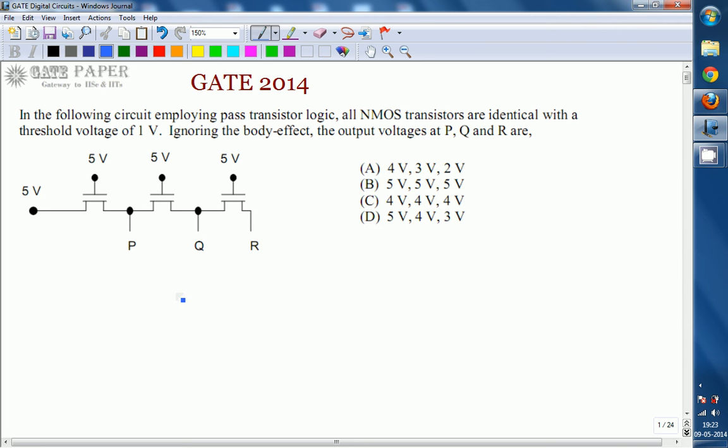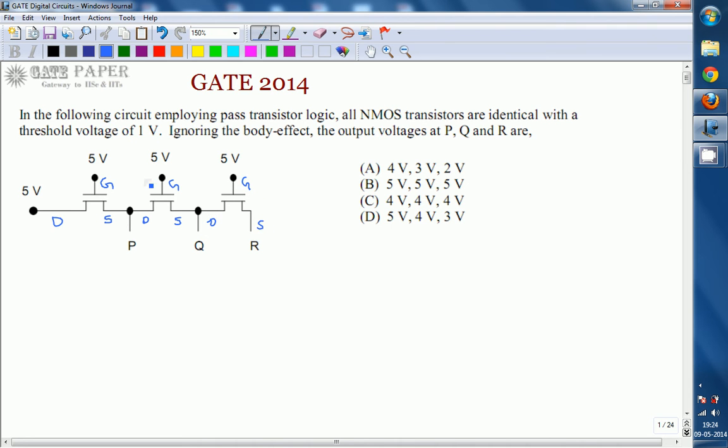So we are going to calculate the voltage at P, voltage at Q, and voltage at R for the given circuit. We know that an NMOS transistor will be on whenever we apply plus 5 volts, which is treated as logic 1, and this is the gate voltage. For an NMOS transistor, the higher voltage is treated as the drain side. Drain is more positive than source, so this is drain and source for this one. For this transistor, this is gate, this is drain, and this is source. For the last transistor, this will be drain, this is gate, and this will be source.